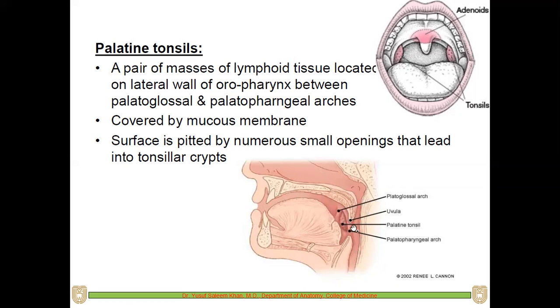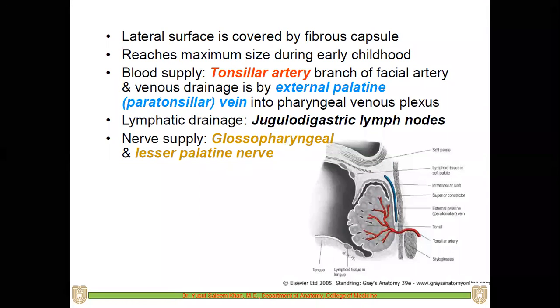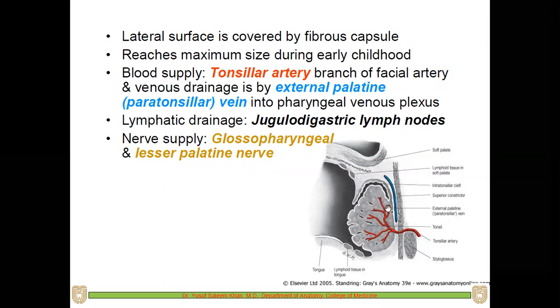The surface, if you see, looks pitted. A lot of pits are there, which are numerous small openings that lead to the tonsillar crypts. I had told you there are crypts within, where the food will go and get trapped inside and get sensitized. The lateral surface is covered by the fibrous capsule.